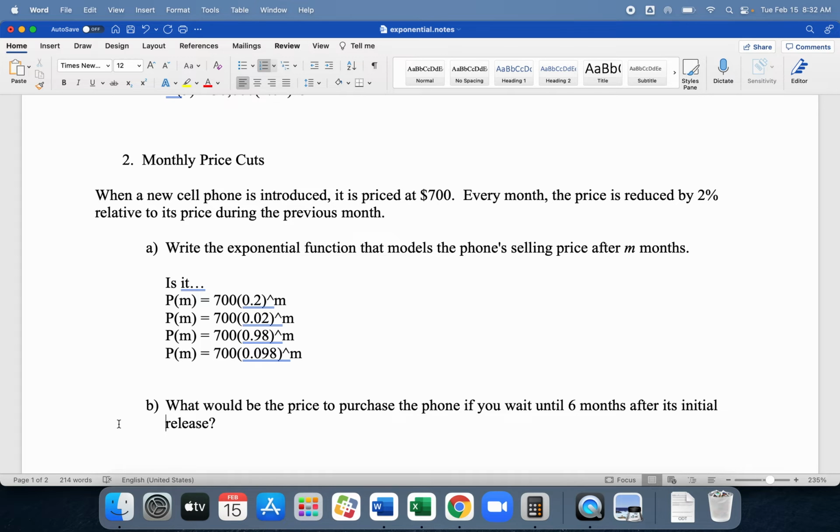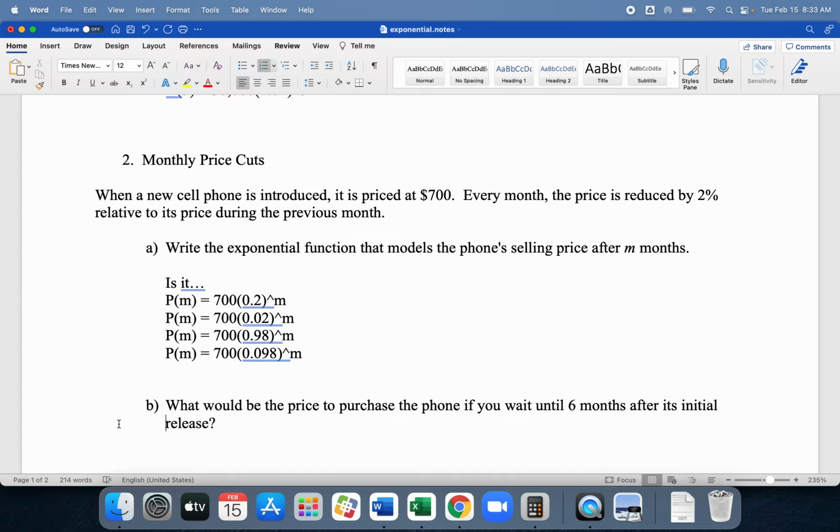4 options up here. I've seen all of them on questions like this before on quizzes and tests. Of those 4, 1, 2, 3, 4, I just called this function P for price, after M, once the M was given. But if I want to write this function here, of those 4, 1 is correct. Any ideas? 1, 2, 3, or 4? Yeah, 3. Number 3 here.